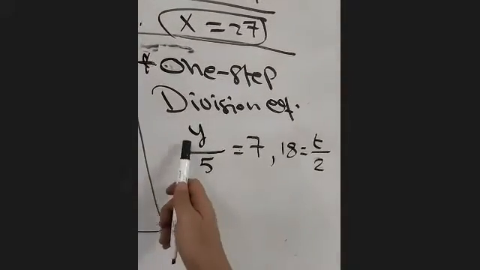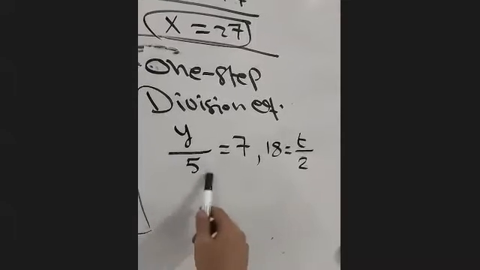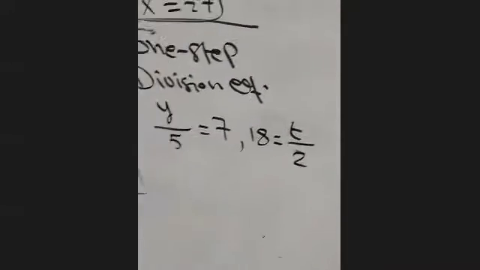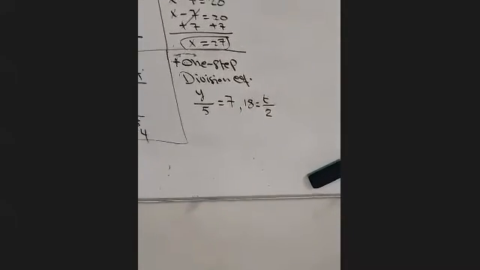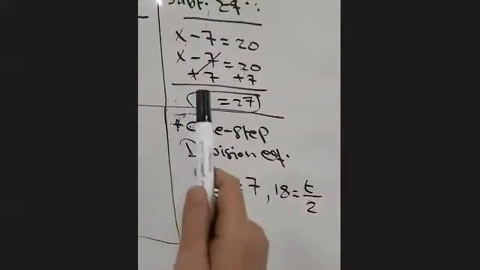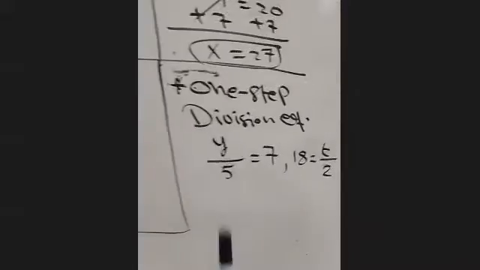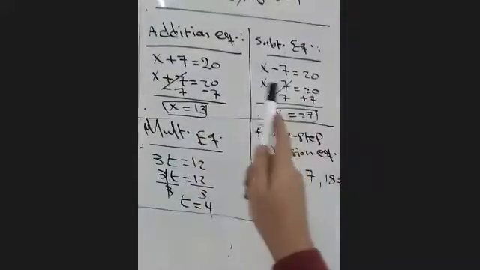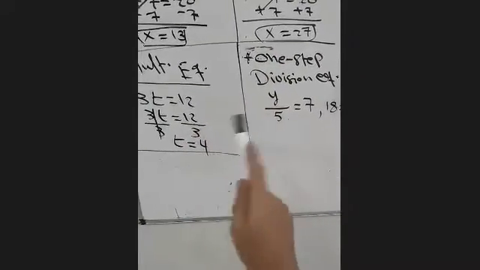Our variable here is y. The connected number with it is 5. The divisor here is 5, and for t, the divisor is 2. So how will we solve the division equation? In addition, we do subtraction. In subtraction, we do addition. In multiplication, we do division. In division, we will do multiplication. So addition and subtraction are opposite to each other, and multiplication and division are opposite to each other.